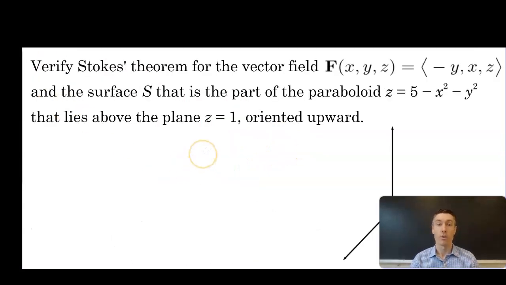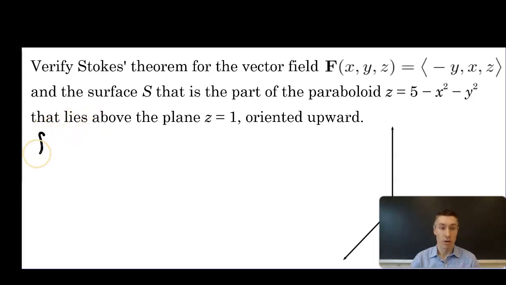So the first thing we're going to do is verify Stokes' theorem, which means we're going to do both sides of the theorem and see that we get the same answer. So the vector field they've given us is F = (−y, x, z). The surface S is the part of the paraboloid z = 5 − x² − y² that lies above the plane z = 1, oriented upward. So they've given us the orientation of the surface, and we'll have to use that to find the orientation of the boundary curve. Now, since they oriented the surface for us, let's start with the surface integral side of Stokes.